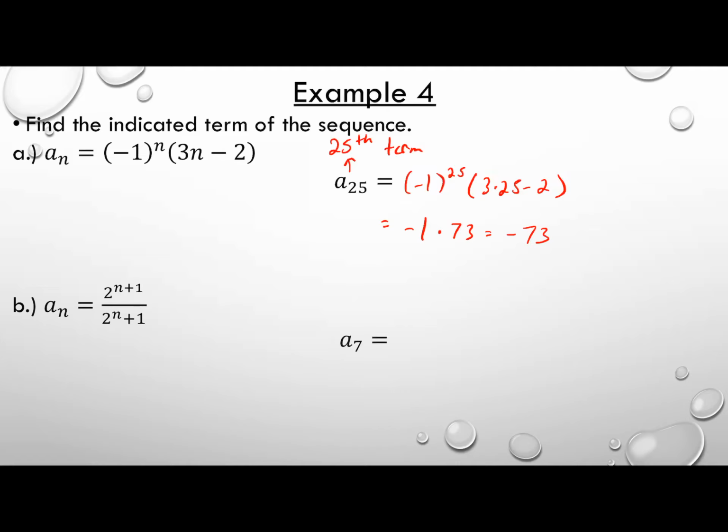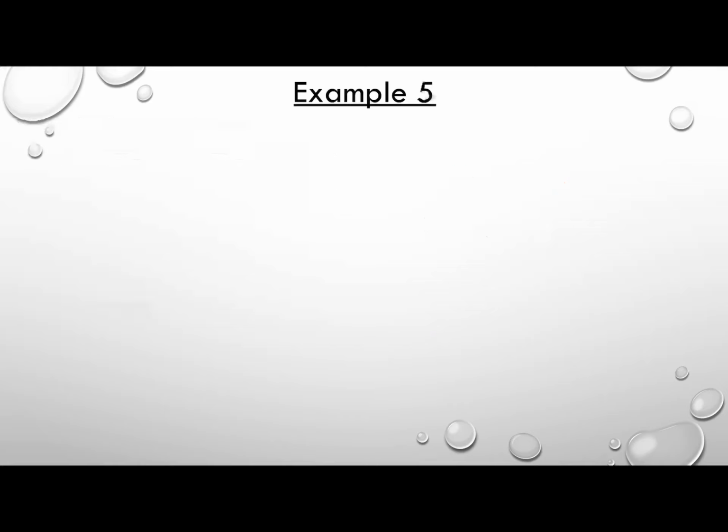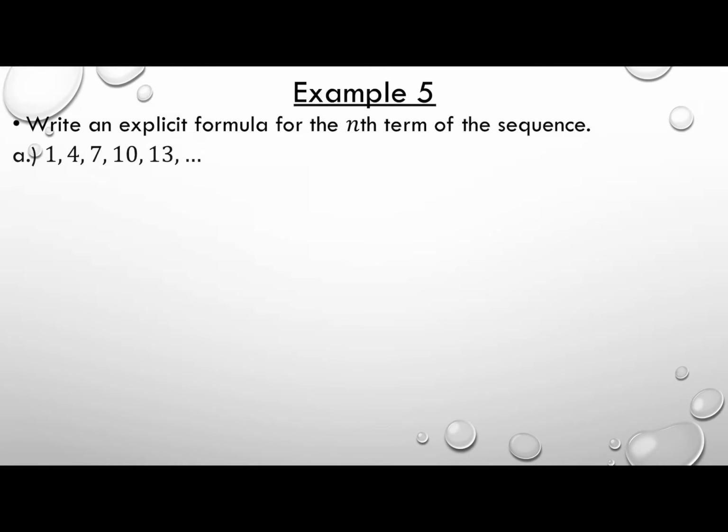Do watch out here. This plus 1 is in the exponent. This plus 1 is not in the exponent. So just make sure you do that correctly. So for this one, it would be 2 to the 7 plus 1 power over 2 to the 7th plus 1. So just make sure you do those correctly. So once again, you can try that on your own. I will be posting the solutions to these example problems.